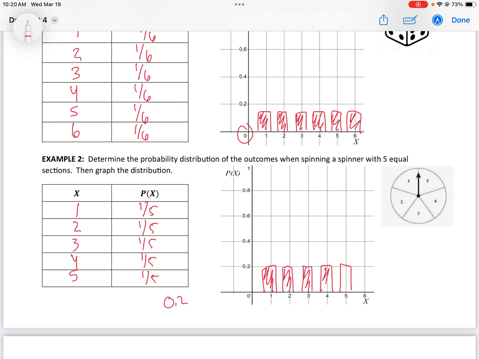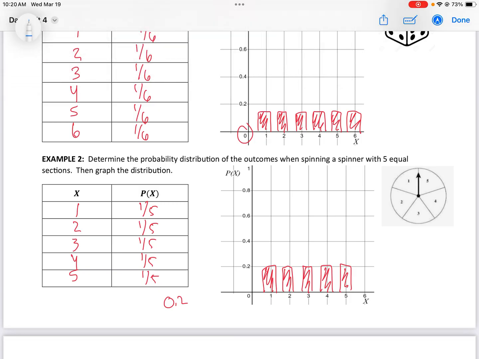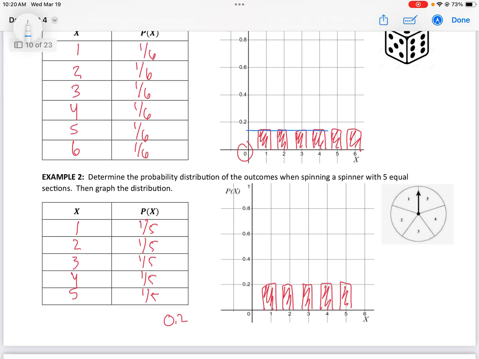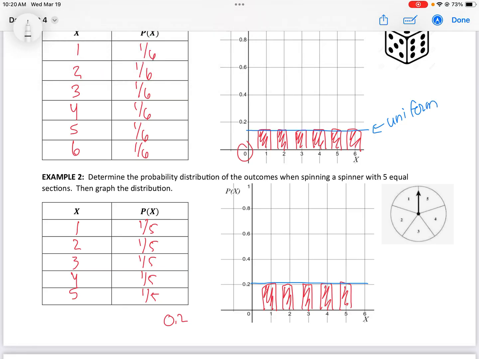And I want to point out the most important trend on these two bar graphs. All of these bars have the same height. They have equal probability. That's what makes them uniform. And as a reminder, the bars don't touch because it is discrete.